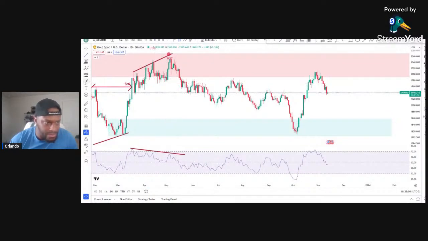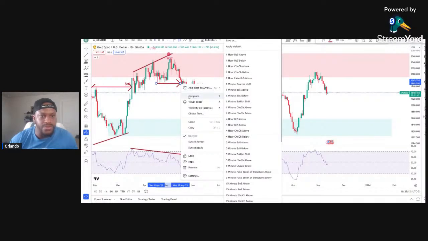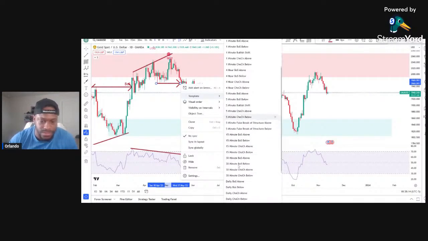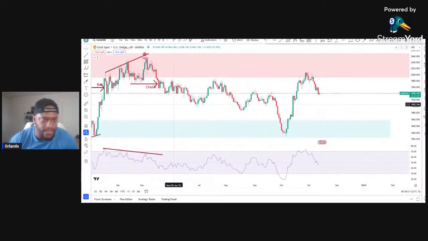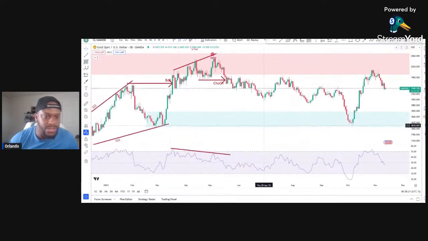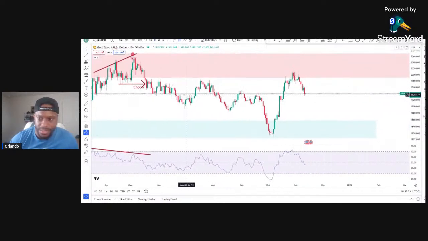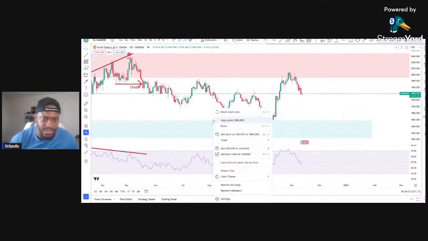Oh, hold on, wrong. Let me put my arrow. Price changed character right here in the middle. So guess what? Now, since price changed character, we need to mark out that supply zone that caused a change of character as a zone of interest. Daily change of character below, right? And so now you can see on the daily, let's mark this as a daily demand zone.